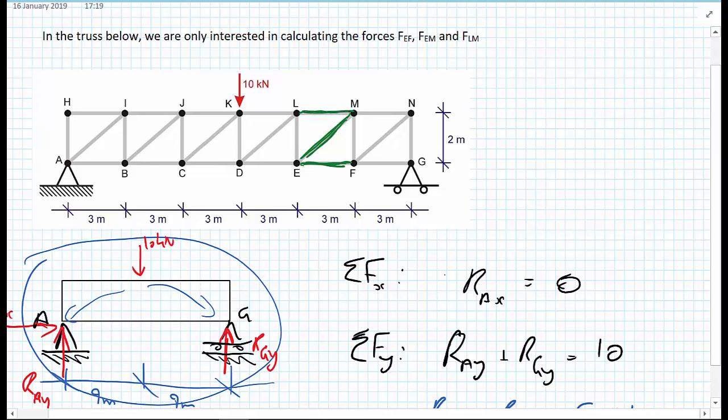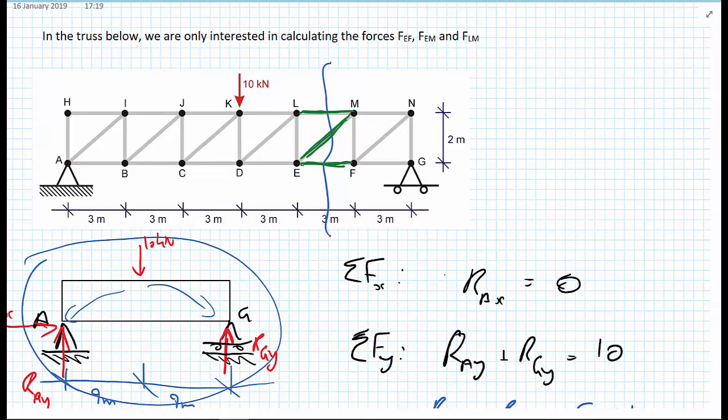What we're going to do to solve this problem is make a cut where we need the forces. So I'm going to make a massive cut and cut the truss into 2 pieces. Then I'll draw the free body diagram of either the left-hand side of the truss or the right-hand side of the truss. So let's go ahead and do that.